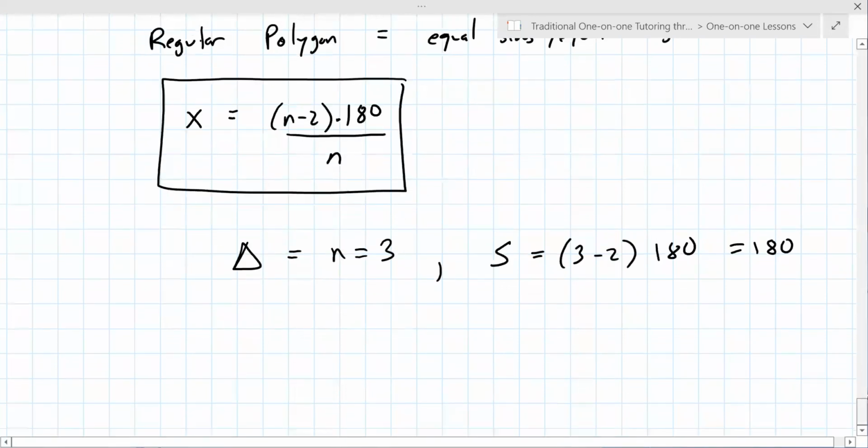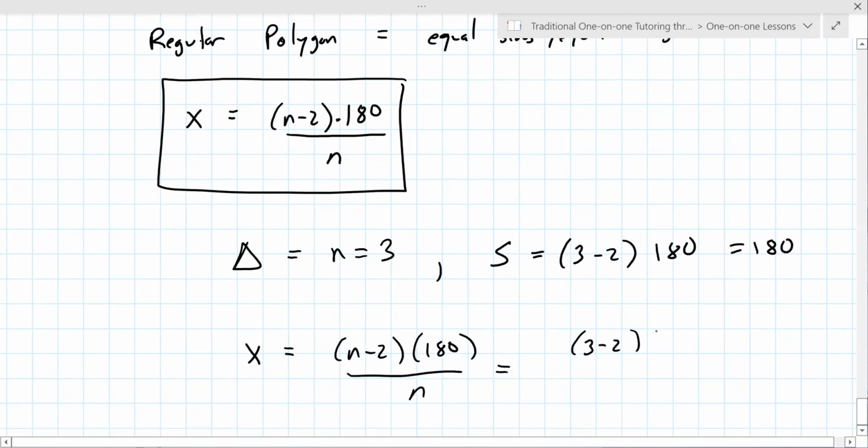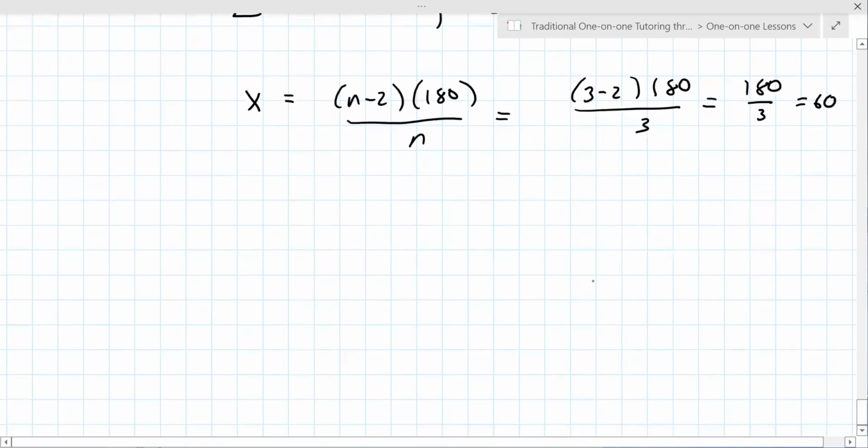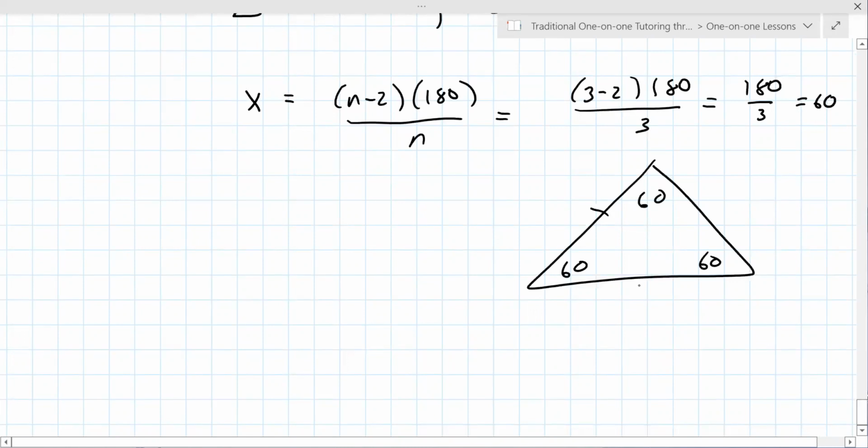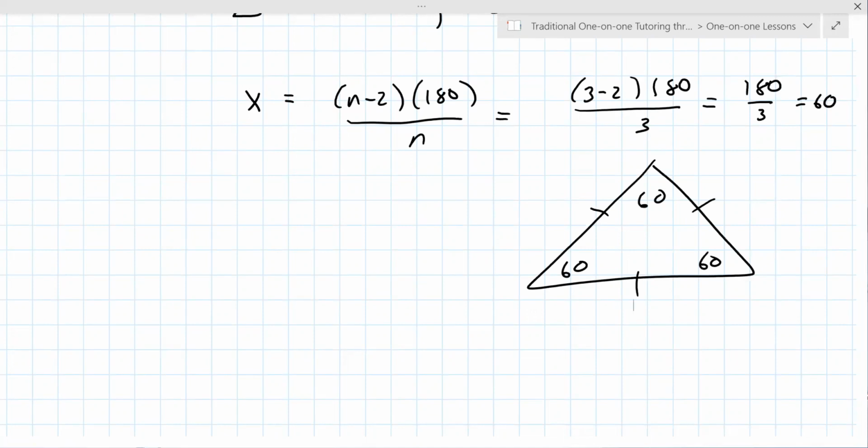Yes. Now the interior angle x is n minus 2 times 180 over n. So in your problem, it's 3 minus 2 times 180 over 3, which ends up being 180 over 3, which is 60. So if we go to our triangle again, what that means is that all the angles are the same. And yes, that's a regular polygon.